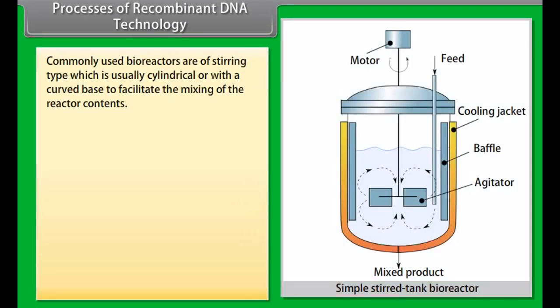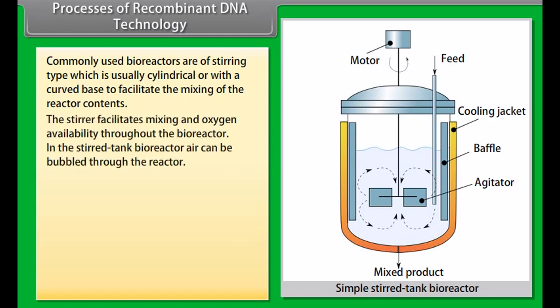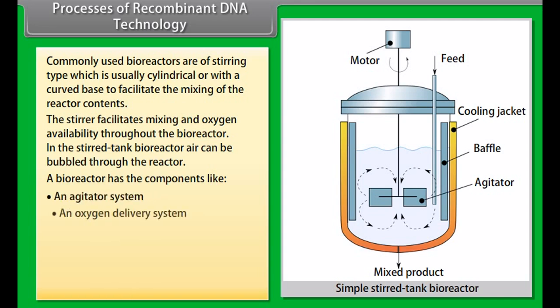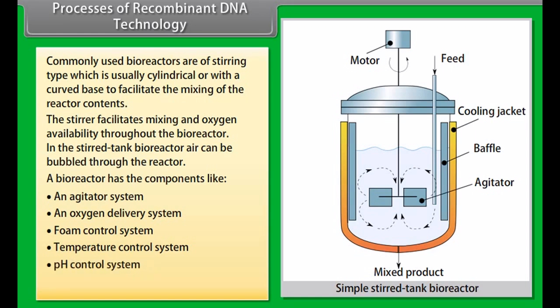Commonly used bioreactors are of stirring type, which is usually cylindrical or with a curved base to facilitate the mixing of the reactor contents. The stirrer facilitates mixing and oxygen availability throughout the bioreactor. In the stirred tank bioreactor, air can be bubbled through the reactor. A bioreactor has components like an agitator system, an oxygen delivery system, foam control system, temperature control system, pH control system, sampling ports.